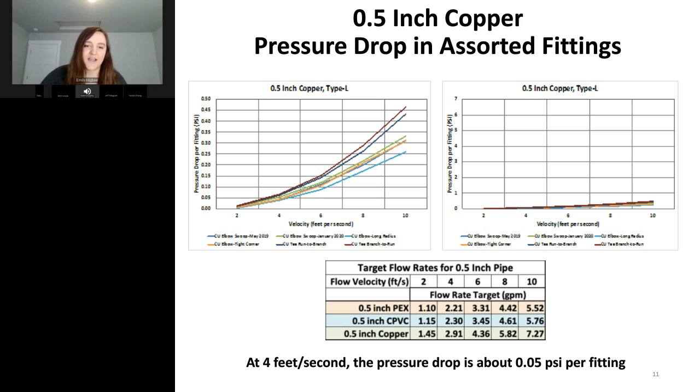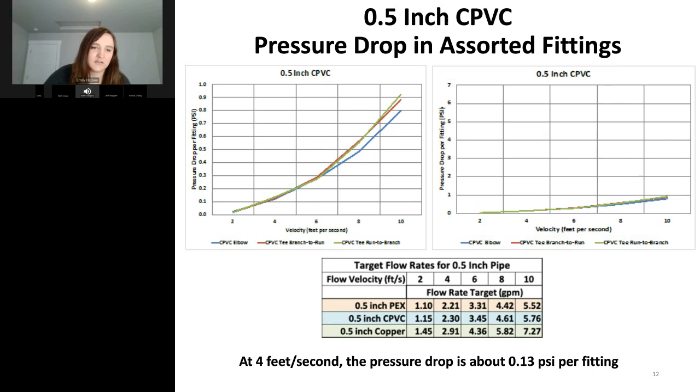But showing here, at 1/2 inch copper, at the velocity of 4 feet per second, the flow rate is about 2.9 gallons per minute. So just point out that number. So at 4 feet per second on our graph here, what we were testing it at, the pressure drop is about 0.05 PSI per fitting. And then going into CPVC, which we also tested, looking again at 4 feet per second, that corresponds to 2.3 gallons per minute. Looking at that, the pressure drop is about 0.13 PSI per fitting.